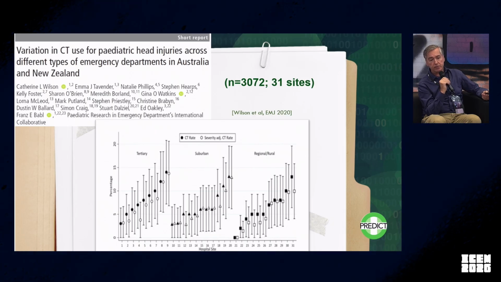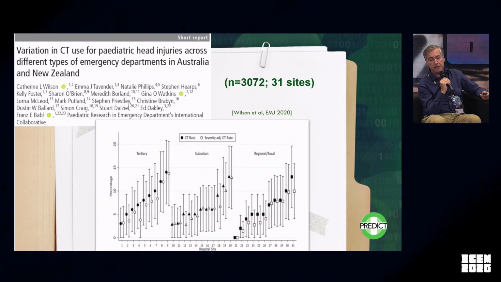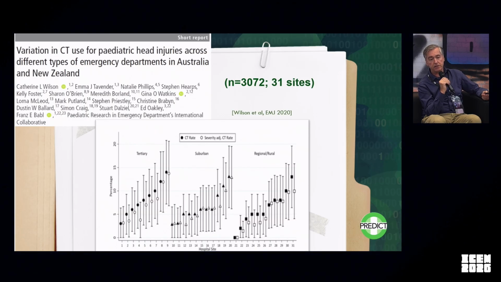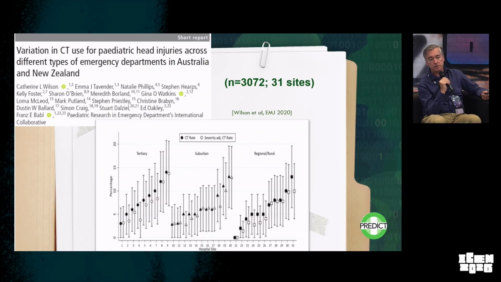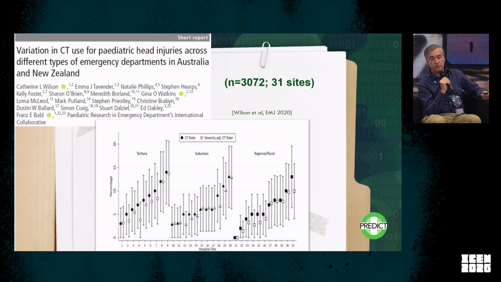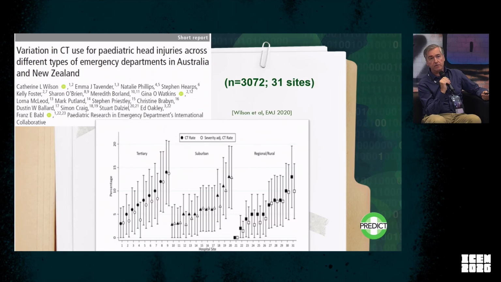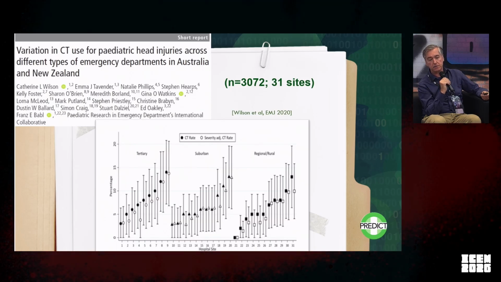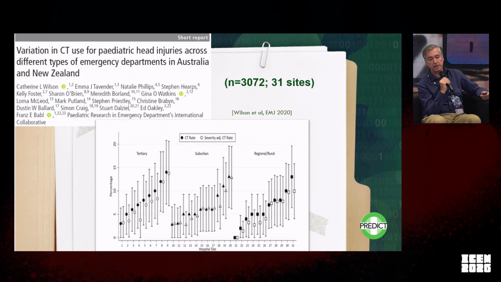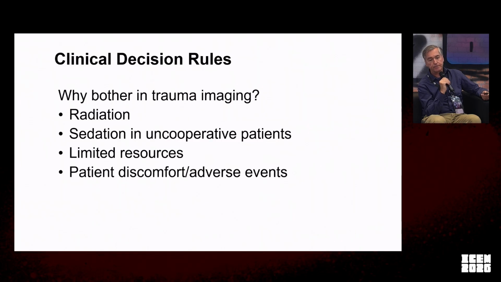This is an example. You can see three groups of hospitals here. These are Australian data, but you would probably find the same elsewhere. You have tertiary hospitals, suburban hospitals, and regional rural hospitals. And we looked at the CT imaging rate, and we severity adjusted that by the severity of injury, by GCS, etc. And as you can see, there is a huge difference between the low imaging hospitals and the high imaging hospitals, regardless of whether they were tertiary hospitals or not.